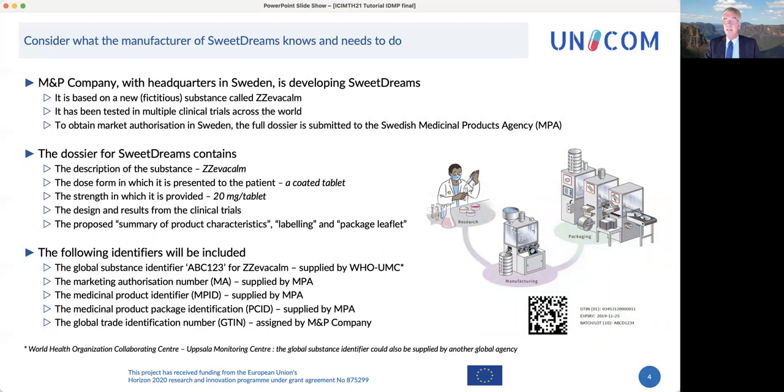So if we look at the manufacturer of Sweet Dreams, what does the manufacturer know related to the identification of Sweet Dreams? The company knows and has developed a new substance called Zivacom, and it has been tested in multiple clinical trials across the world. So once that's done, they need to get market authorizations, specifically in Sweden. That's where Ingrid bought Sweet Dreams. So they needed to have that market authorization there. And for that, they have to submit a dossier on the medication to the Medical Products Agency.